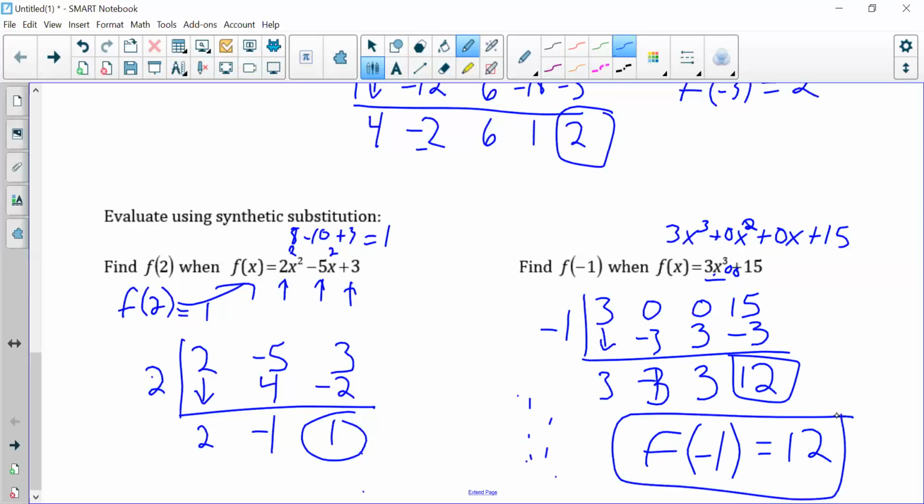All right, and that is it for today's lesson. Like I said, if you don't completely get the synthetic division, don't panic. We will indeed be doing more of this in the next lesson.